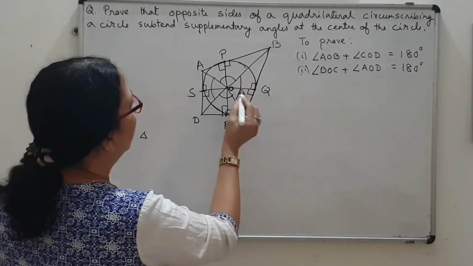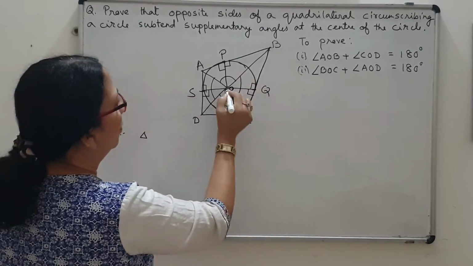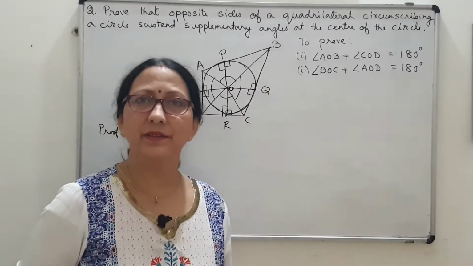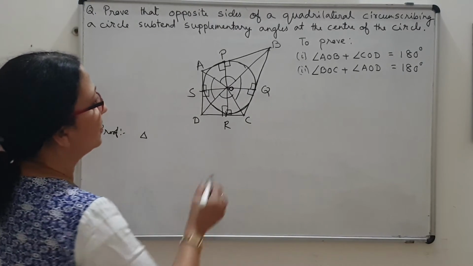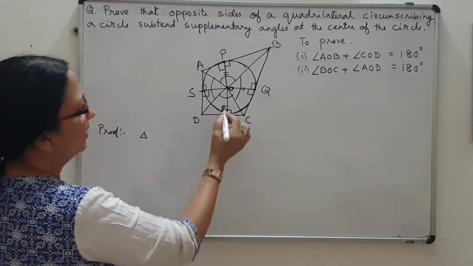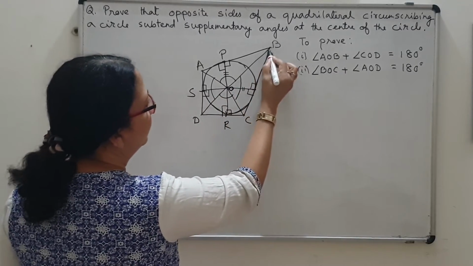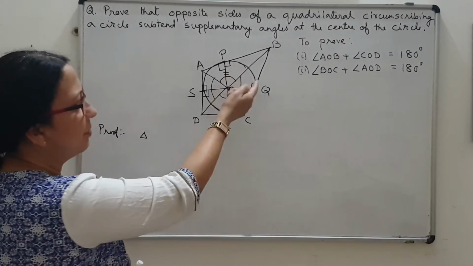Triangle, you see, BQO and BPO. Will they be congruent? You observe? Yes, they will be congruent. Why? Because you see, OQ is equal to OP, they are radii. This is a common side, or you can say common hypotenuse. Then by RHS they are congruent.